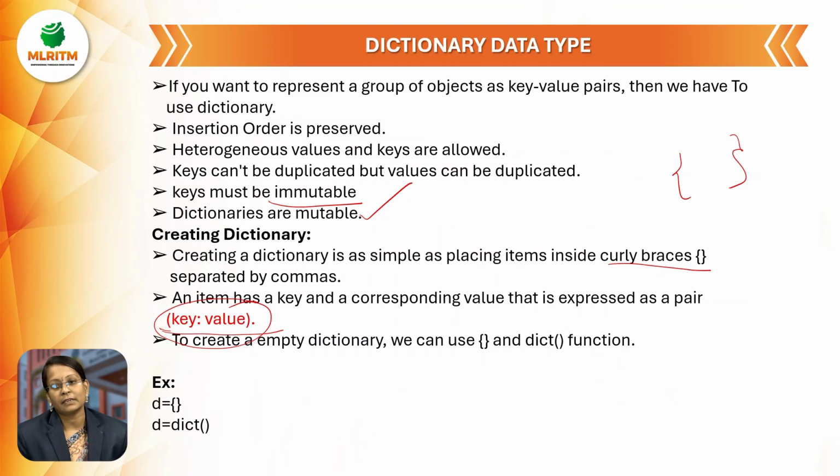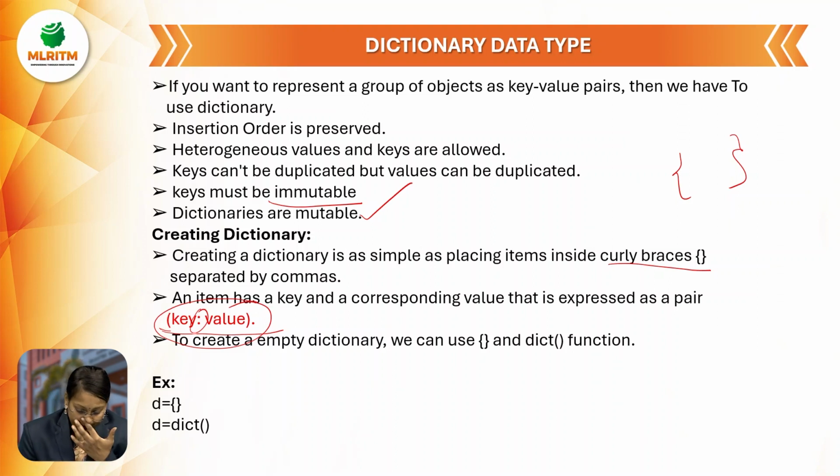But what is an element here? An element is not a single value in a dictionary. It is a pair. It contains a key and the corresponding value, and those are separated by using a colon.